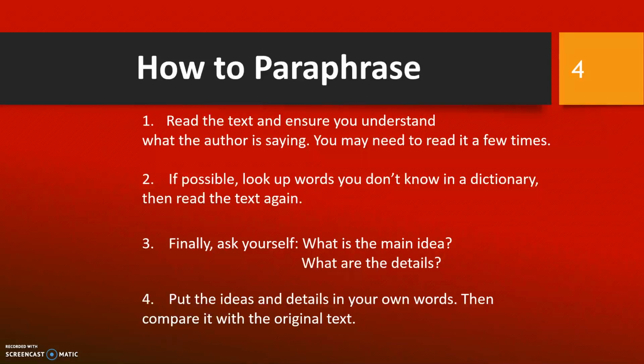The next thing you need to do is look up words you don't know in the dictionary. So these could be specialized words. And then once you've done that, read the text again to see if it becomes a bit clearer. And then finally, you want to ask yourself, what's the main idea of this paragraph or sentence, and what are the details? And then you want to put this in your own writing, in your own words, and compare it with the original text. If it's the same, or pretty much the same, you're good to go. But if it's a completely different meaning, then you'll have to start again.